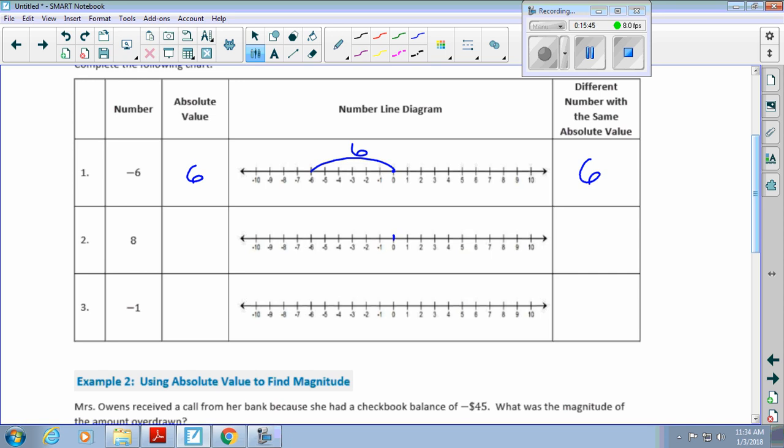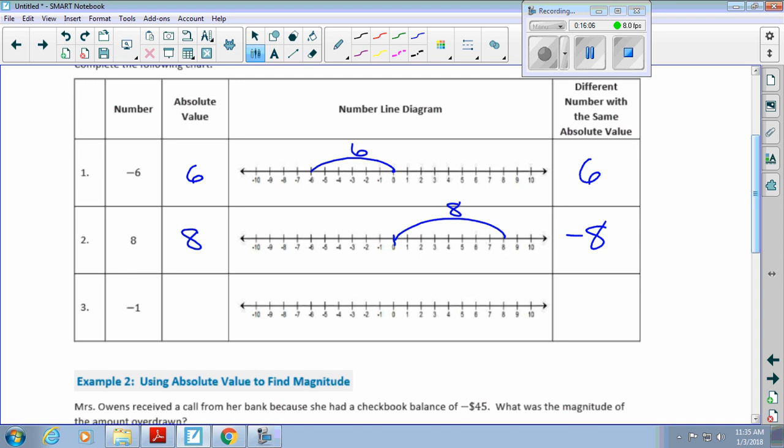From 0 to 8, that's a distance of 8, right? So its absolute value is 8. What other number will also have an absolute value of 8? Emma knows. Negative 8. Very good, Emma, negative 8.